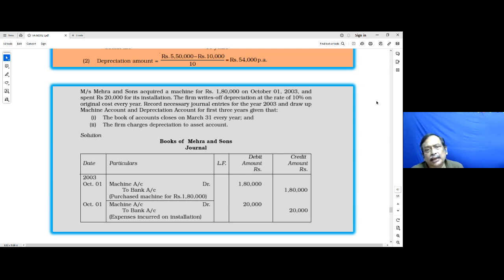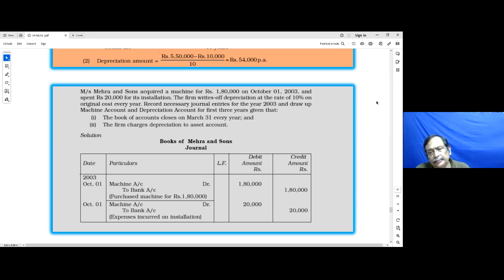Mehra and Sons acquired a machine for 1,80,000 on 1st October and spent 20,000 for its installation. The firm writes off depreciation at the rate of 10% on original cost every year. Record journal entries for the year and draw up machine account and depreciation account for the first 3 years, given that the books of account close on March 31st every year. The firm charges depreciation to asset account.